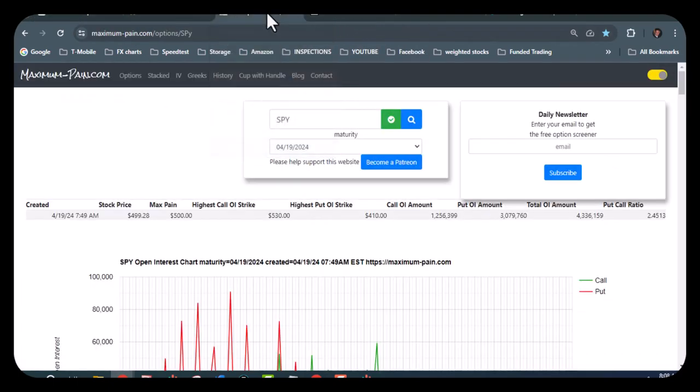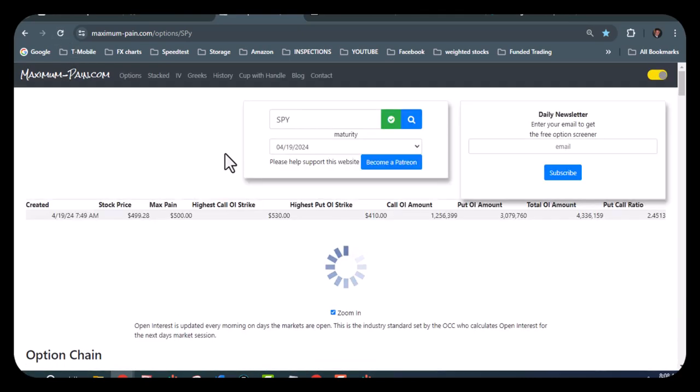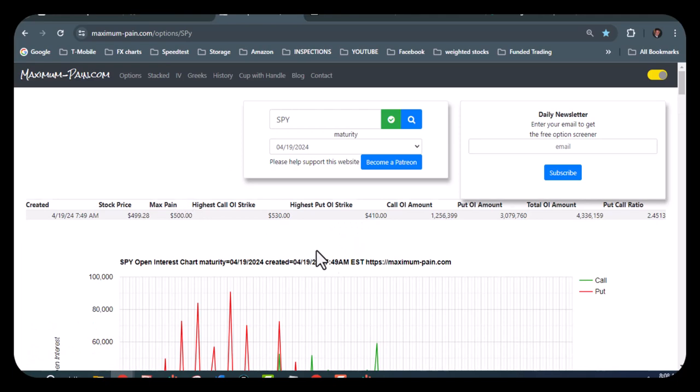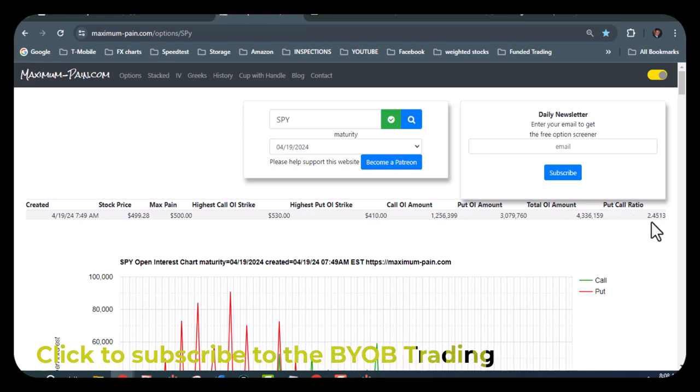Let's take a look at Max Payne for today. Let me just refresh it. It was at 501 last night. It's at 500. So might be seeing a visit to the 500 number sometime today. Put to call ratio, 2.5 puts for every call. All right, might see a put squeeze. We'll see what happens. So that's 2.5 puts for every one call.